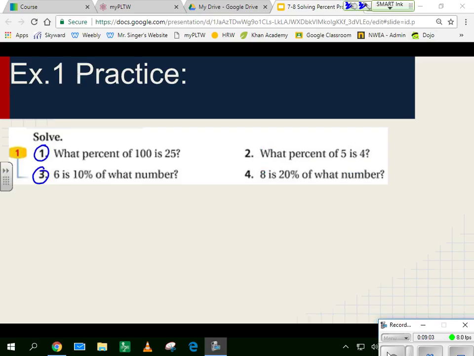All right, so now on your own, you're going to do 1 and 3, and I'm leaving 2 and 4 open in case you want to do some extra practice. So set up your proportion and solve. Come back when you're done. I'll show you my work, and I'll show you my answer, and we'll see if you got the same thing.